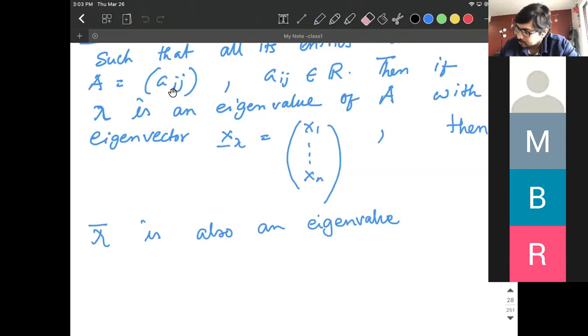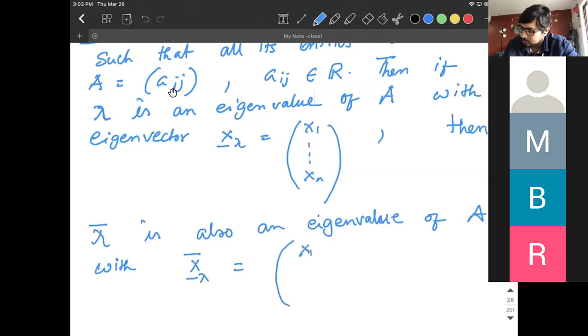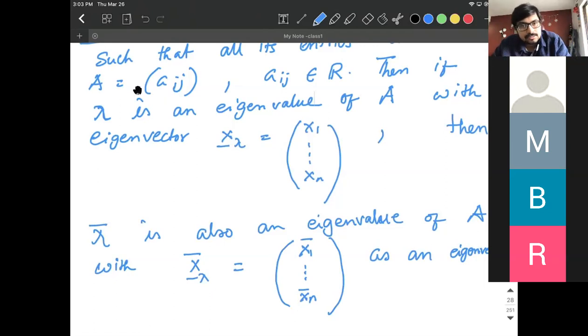of A, with x bar, now I use this sign, so I take the complex conjugate of each component, as an eigenvector. First of all, is the statement clear? Otherwise, ask me questions about what is not clear.